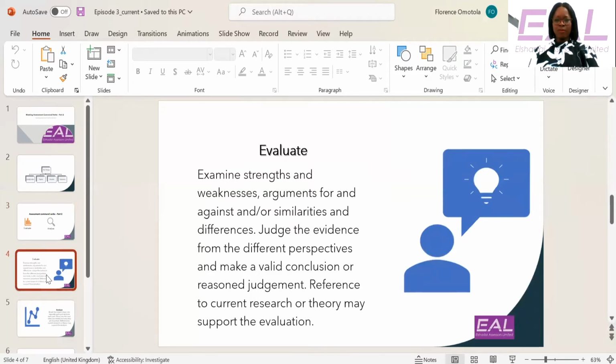What does it mean to evaluate? This is what it means in simple terms. Evaluate means to examine strengths and weaknesses, arguments for and against, and/or similarities and differences. So if you're given a question to evaluate, I'm just going to use a general form of question that we can all relate with.